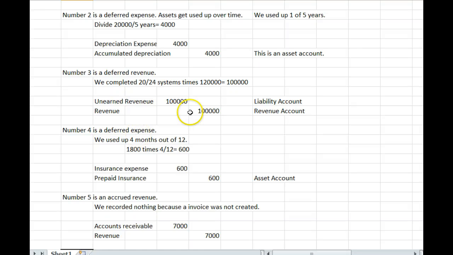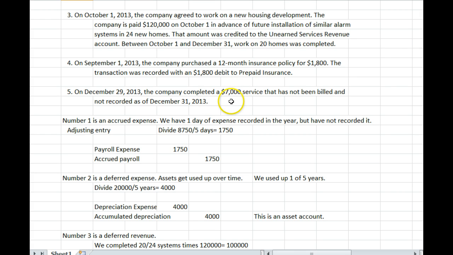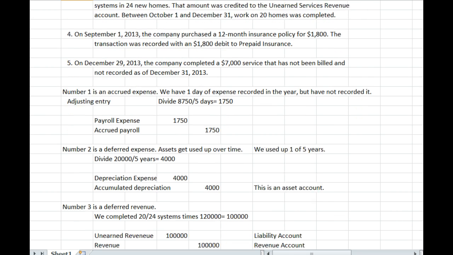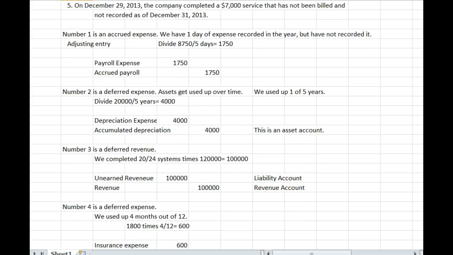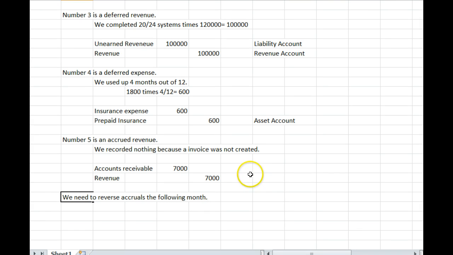Okay. Number 5, our last one, is the company completed a service that's not been billed and not recorded. So all the work that we complete, all of our revenue has to be recognized. So it's not recognized yet. Usually we recognize revenue when we send the owner a bill. Okay? So that is an accrued revenue account. Accrued meaning no money's changed hands.